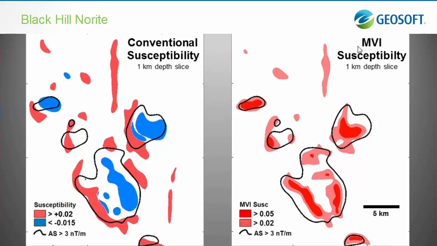With magnetic vector inversion now we have MVI susceptibility. It's a simple scalar, so it can't be negative. It's only an amplitude. And now you see that the magnetization intensity is lining up together with what the interpretation is of the outlines of these intrusions. Now these black lines, by the way, are a contour of the analytic signal. I took an arbitrary contour that was sort of at the inflection point of the analytic signal to outline where I interpret the edges of these norites to be. So that's fairly reasonable.